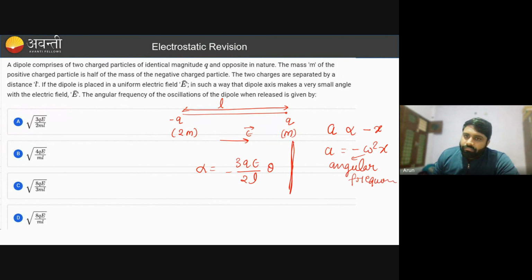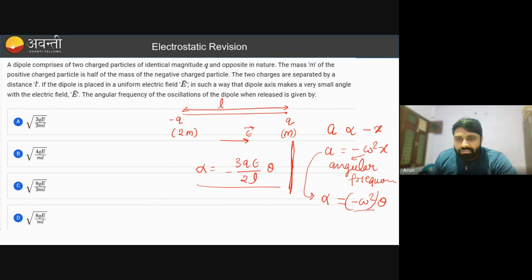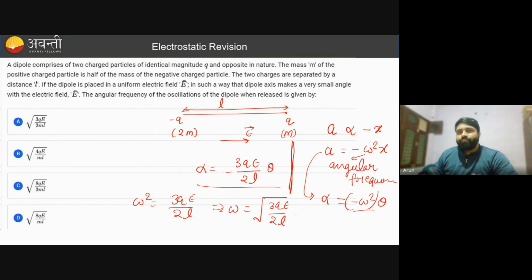Now for rotational acceleration, this will convert into alpha equals minus omega square theta. So if you compare this equation with this, you have omega square equals 3qE upon 2mL. So omega will result in the square root of 3qE divided by 2mL. Okay, so this is the angular frequency, which is given by option A.